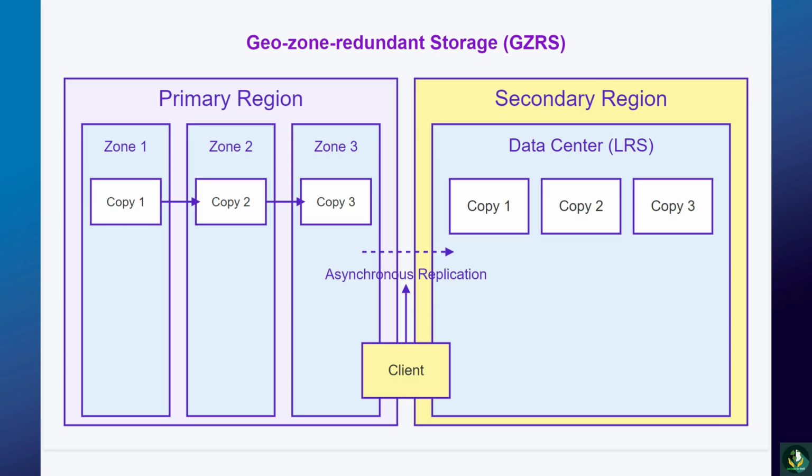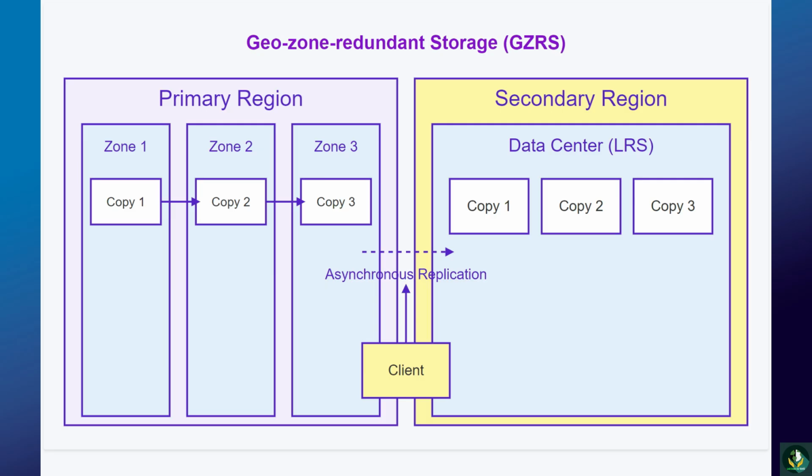Primary region. The large rectangle on the left represents the primary Azure region, where your data is initially stored and processed. Availability zones. Within the primary region, we see three distinct rectangles, each representing an Azure availability zone. These zones are physically separate data centers within the same region, each with its own independent power, cooling, and networking infrastructure. Primary region data copies.